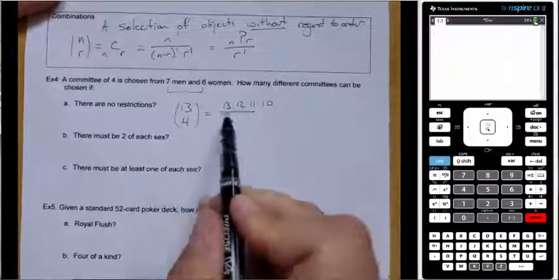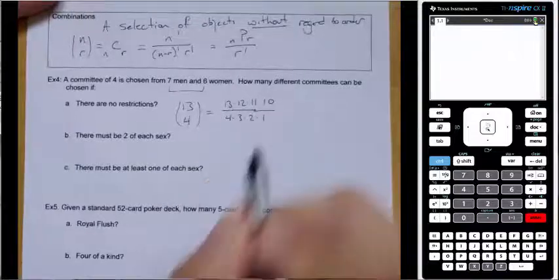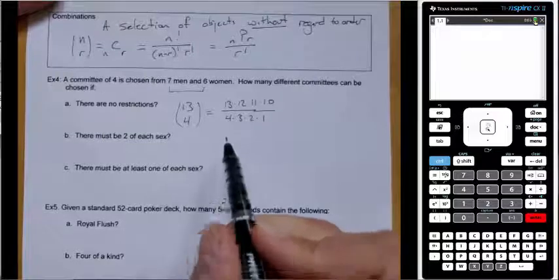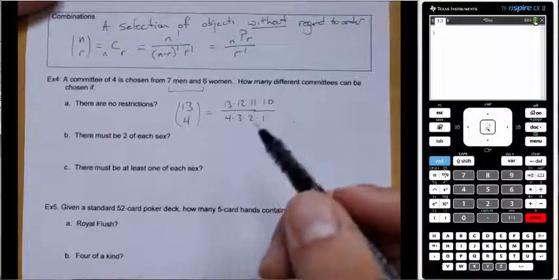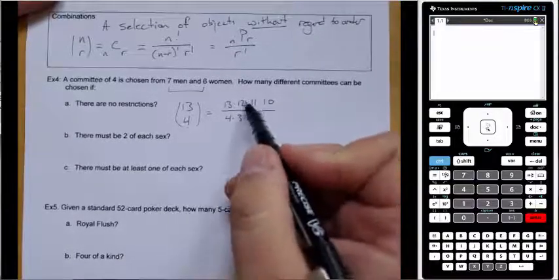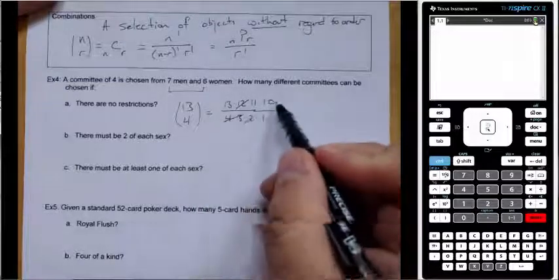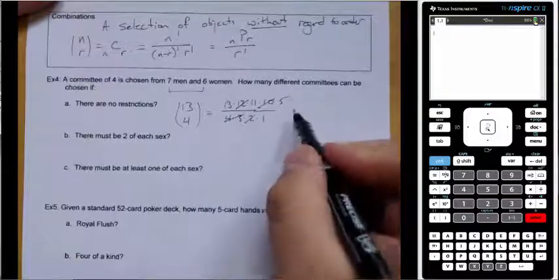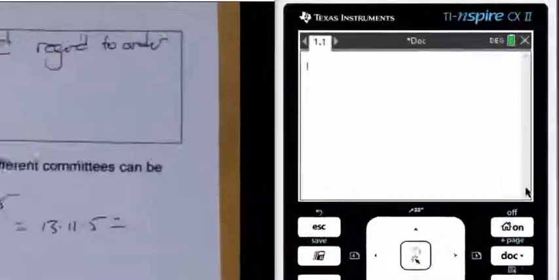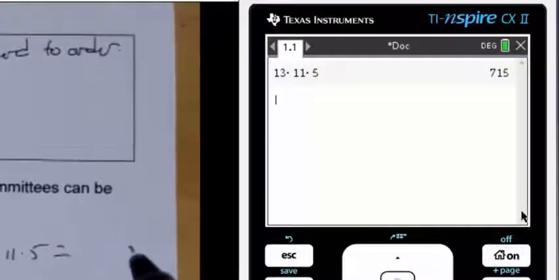So there's 4 in a row. And then the denominator is always the bottom factorial: 4 times 3 times 2 times 1. You may note that there's a little bit of simplifying you can do if you need to work this out by hand, which is something you may have to do on a non-calculator part of a test. 4 times 3 is 12, so the 4 times 3 and the 12 cancel. 2 goes into the 10 5 times, so this is really 13 times 11 times 5, which is 715.